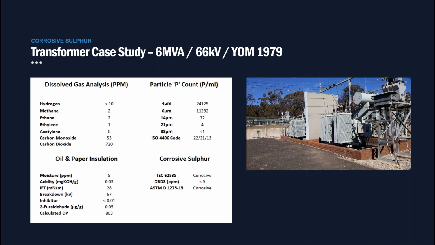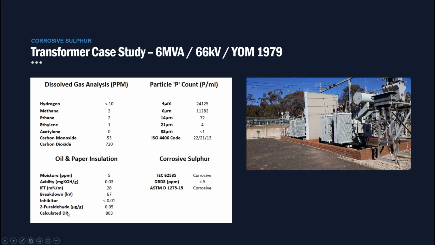Also, deposits on bare metal surfaces can also cause overheating. So let's quickly go through this case study. We're looking at the test results from a 6 MVA, 66 kV transformer manufactured in 1979. There are two of them. We see no problems identified by the dissolved gas analysis results.